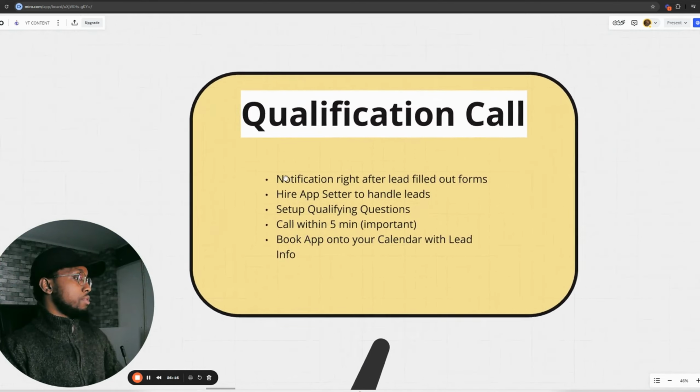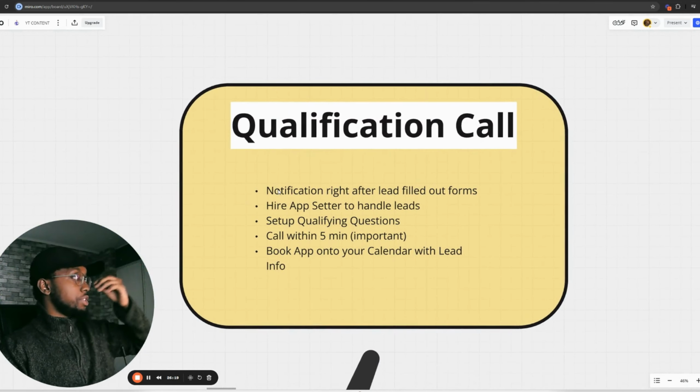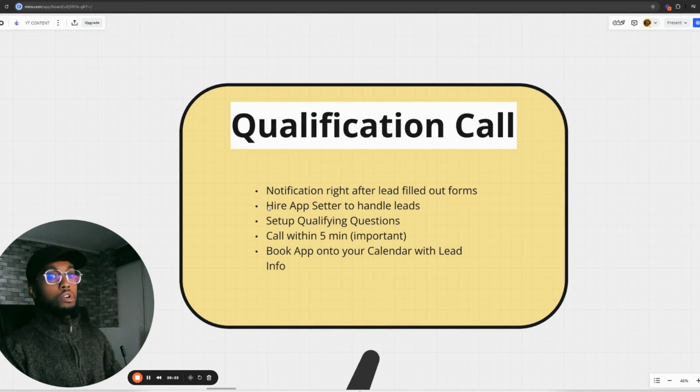So let's get to the third part of the framework, which is the qualification call. If you've set up the GoHighLevel back-end system properly, then you should have set up a notification right after the leads fill out the lead form on Facebook or your landing page funnel. And you should hire an appointment setter to handle the leads. It could be an appointment setter, or you could just hire someone in your personnel to handle those leads, because there are already so many leads coming in. So you don't want to be engaged in all of that. You just want to hire someone else to handle all of those leads.